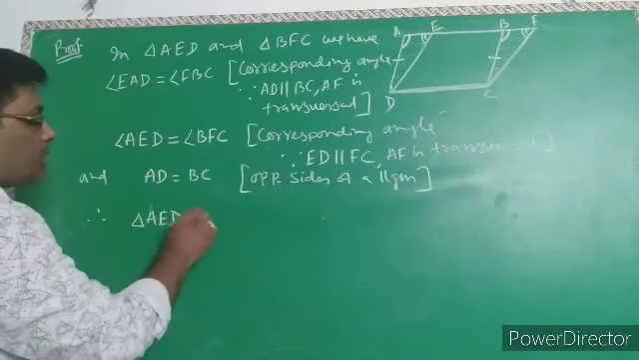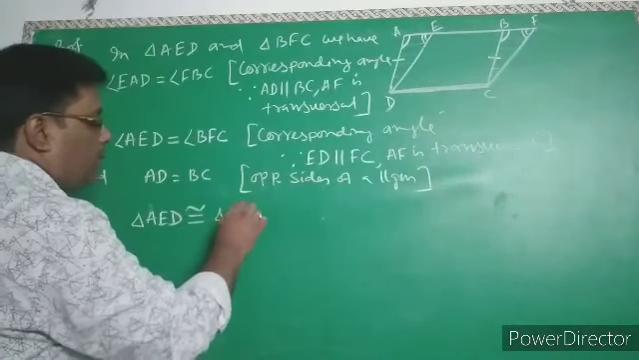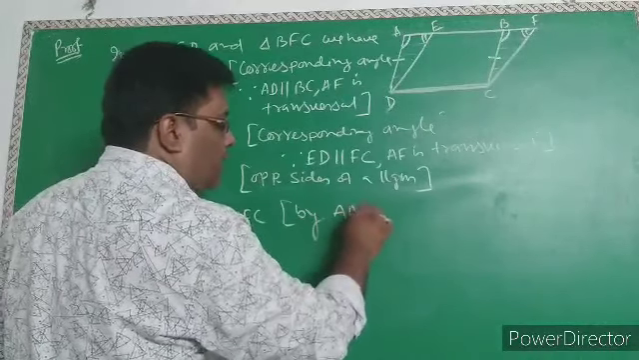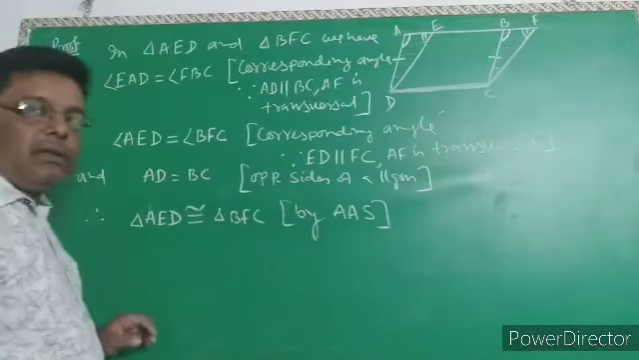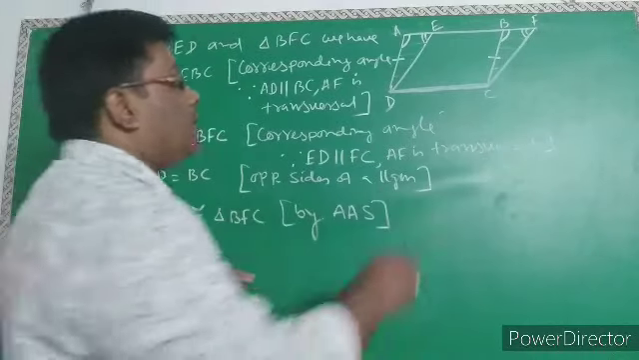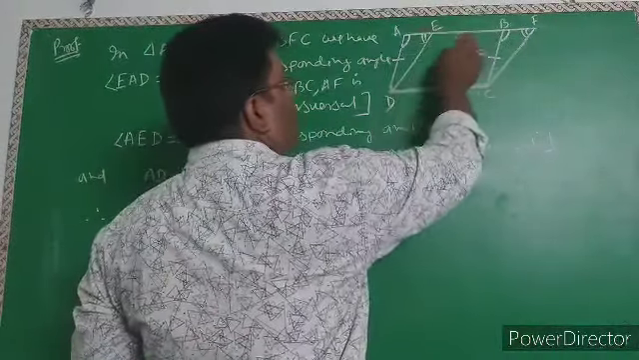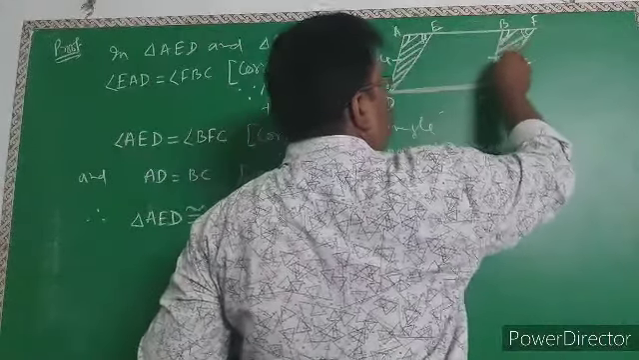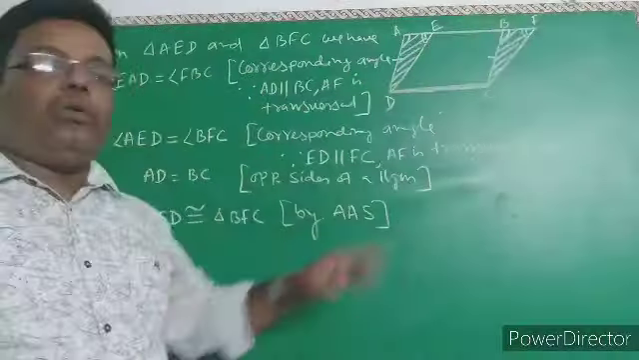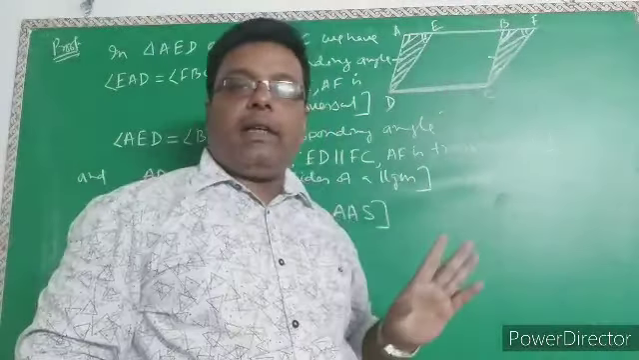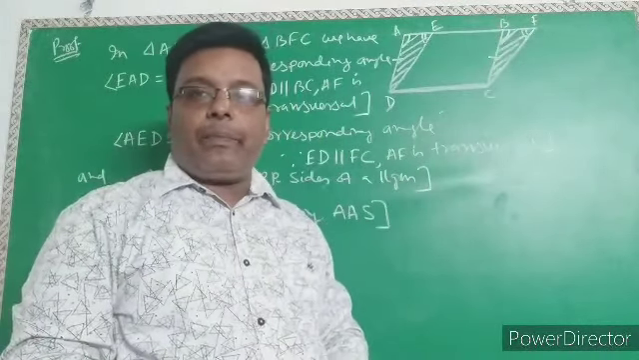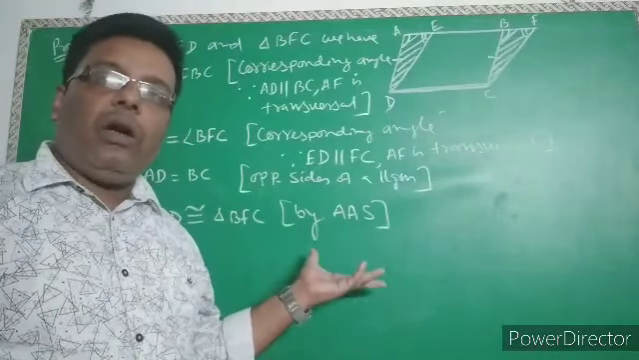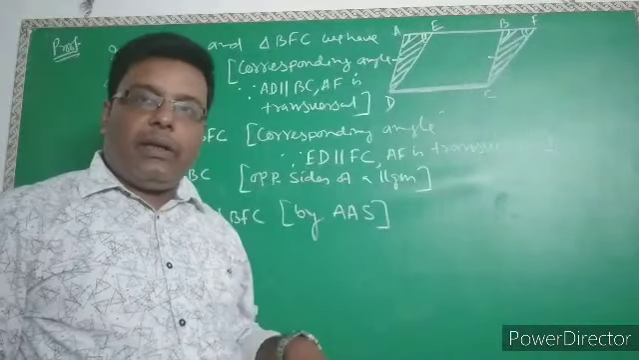AED is congruent with triangle BFC by angle side congruence. Okay, that is this triangle and this triangle, two triangles. These two triangles are congruent. So if they are congruent, then that means exactly same. Their shape, size, side, angle, all are same. That means they must have equal area.